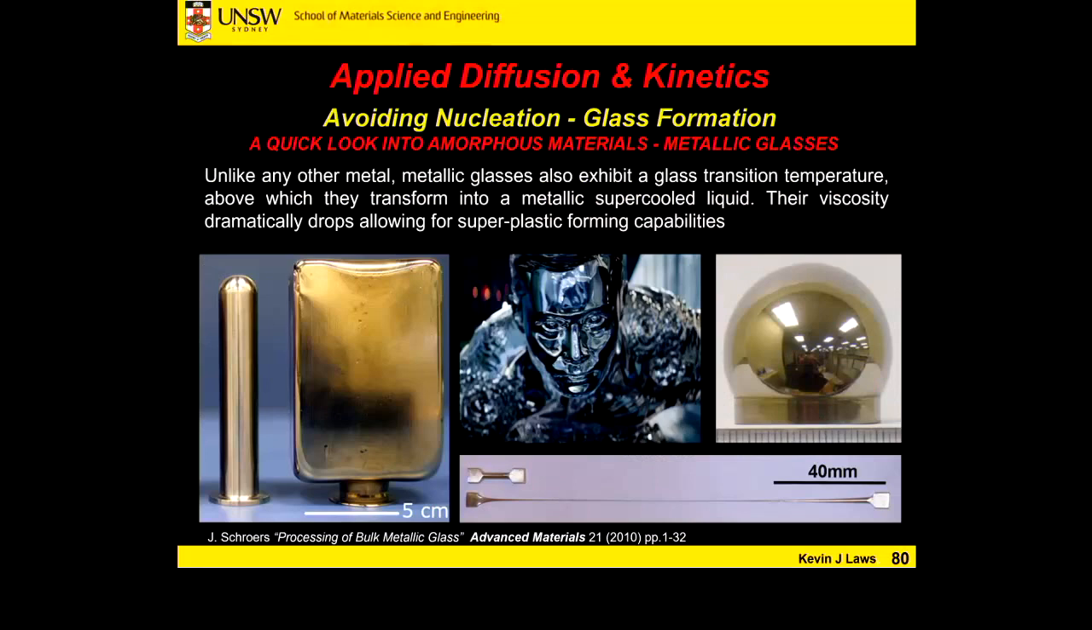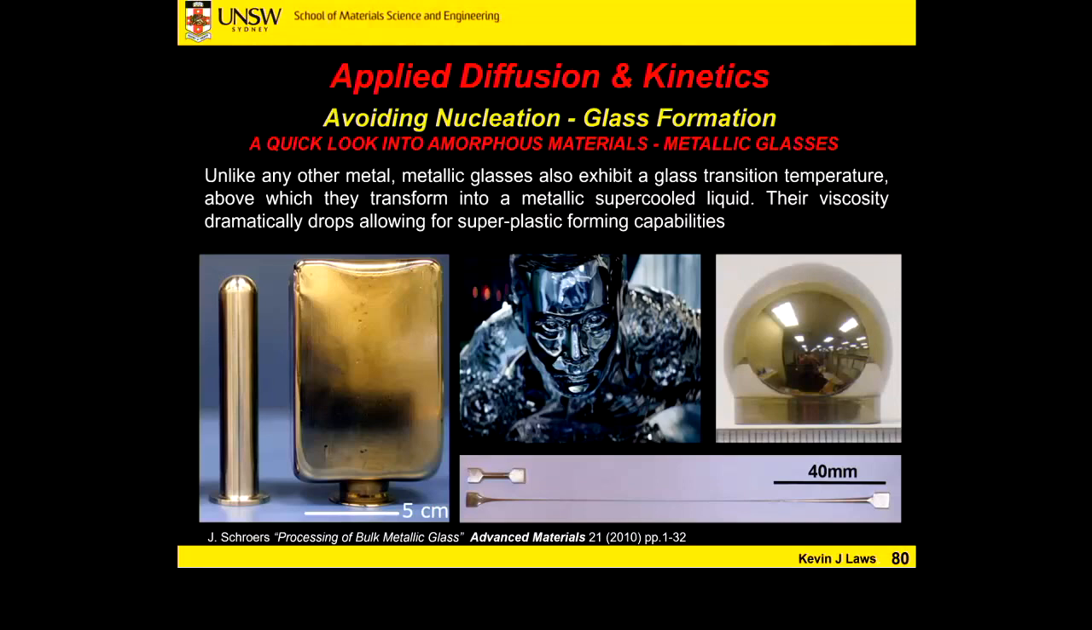So unlike any other metal, metallic glasses exhibit this glass transition temperature as well, just like a silicate glass or a polymer, above which they form into a supercooled liquid, where their viscosity dramatically drops. I don't know if anyone's ever done any glass blowing, but once you go above that glass transition temperature, it's like playing with glue tack or chewing gum. Very, very easy to manipulate.